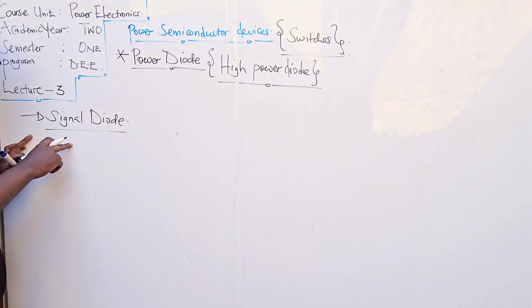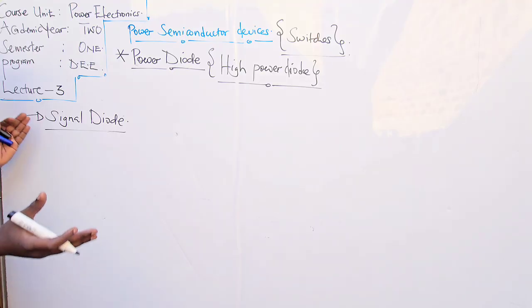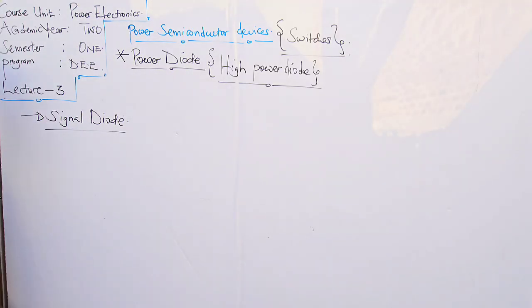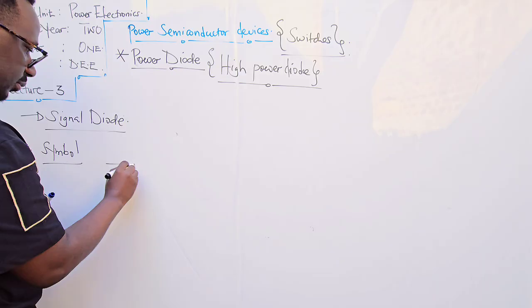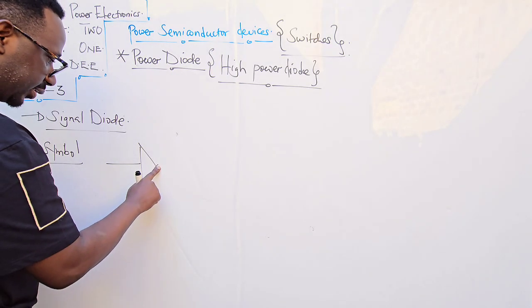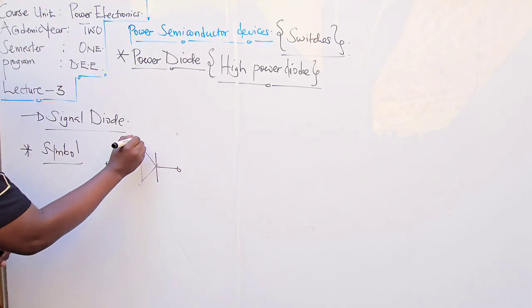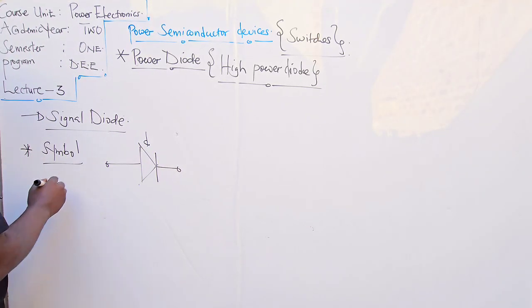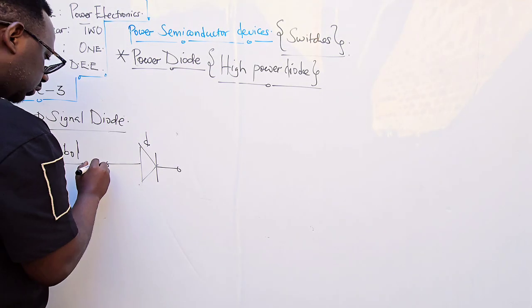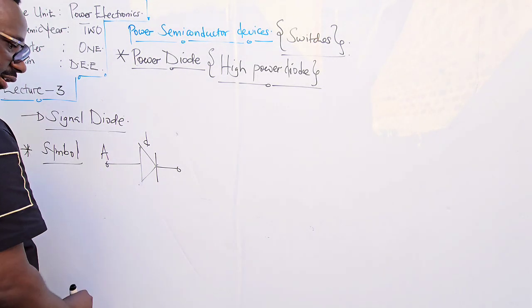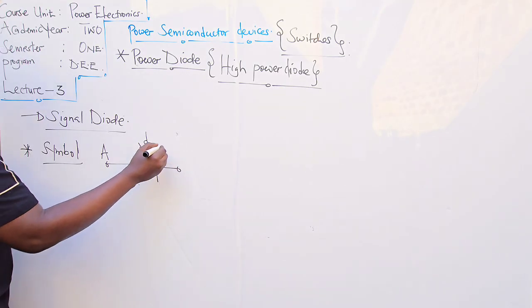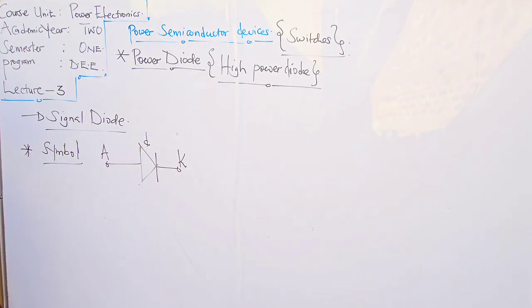So let's back up a little bit. I'm quite sure in one of your previous electronics course units you have encountered a small signal diode. What is its symbol? So the symbol goes something like that. So that's the diode D, small signal diode. The large part is the anode, let me denote it with A. The small part is the cathode, let me denote it with K.